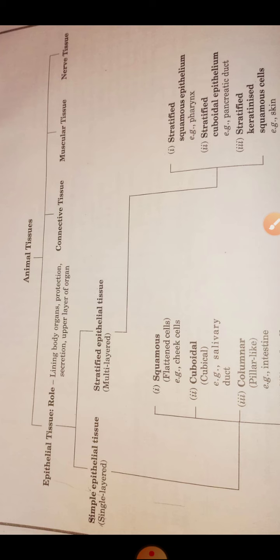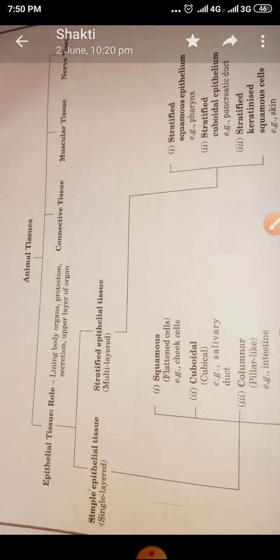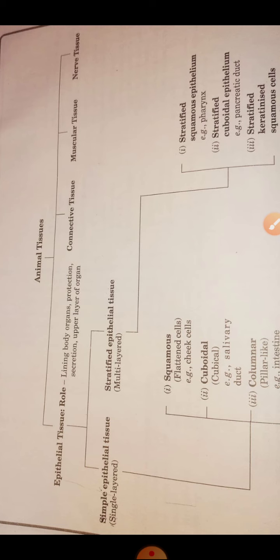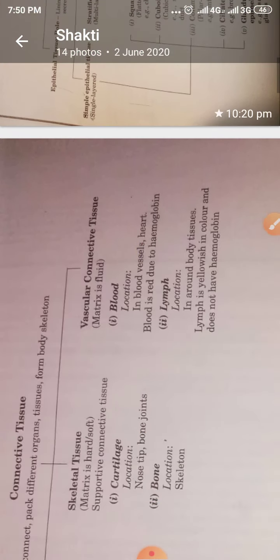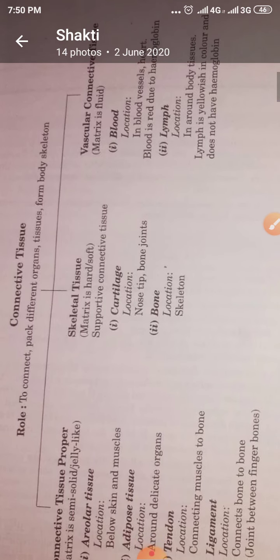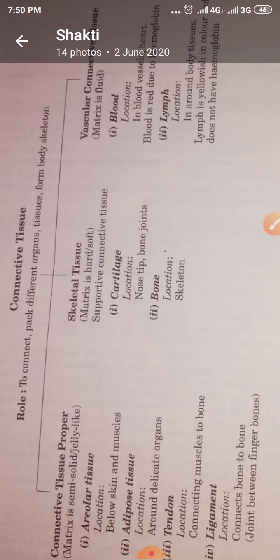Now we next study the connective tissue. Connective tissue is of three types. Here you see the three types of connective tissue: connective tissue proper, skeletal tissue and vascular tissue. Connective tissue connects the organs, packs different organs or tissues and forms our body skeleton. It has various functions, and its arrangement is somewhat different from the epithelium tissue.